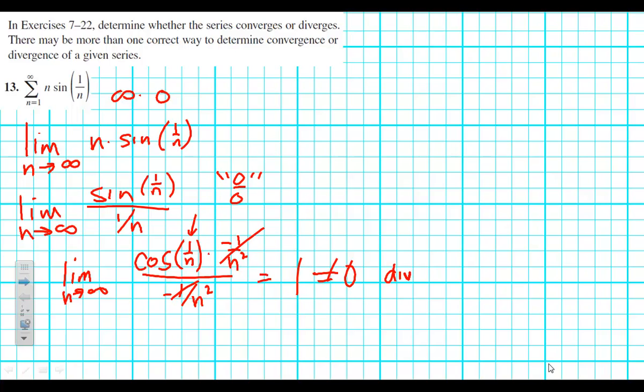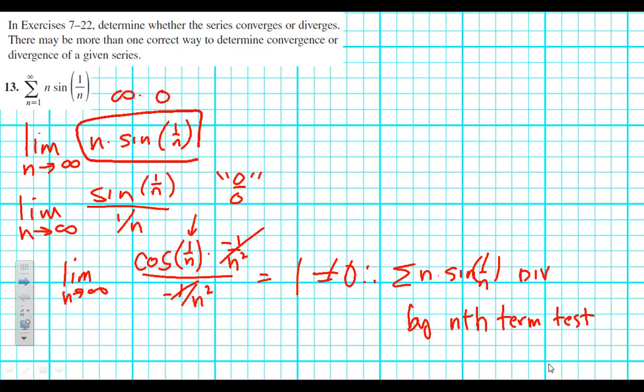This diverges. Therefore, I have to write the series out. Therefore, the series, n times sine of 1 over n, diverges by, and now we need the rule that we just used: the nth term test. These terms are not getting closer and closer to 0. They're getting closer and closer to 1 as n gets bigger.